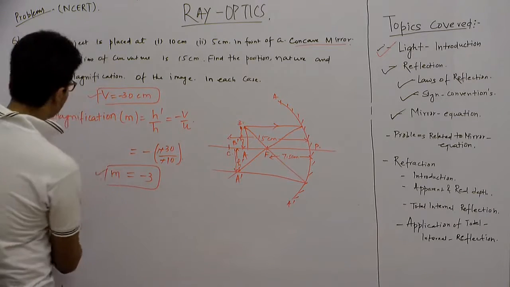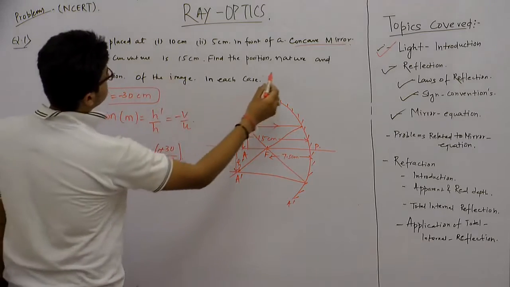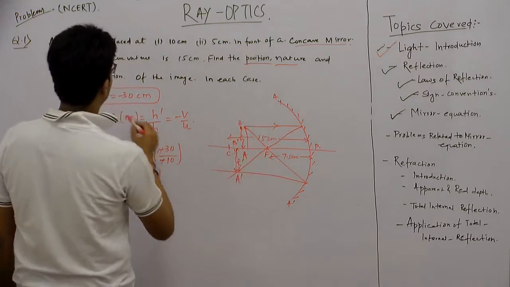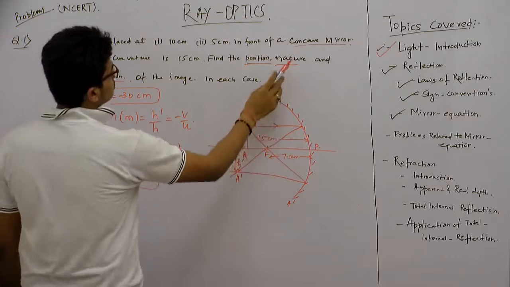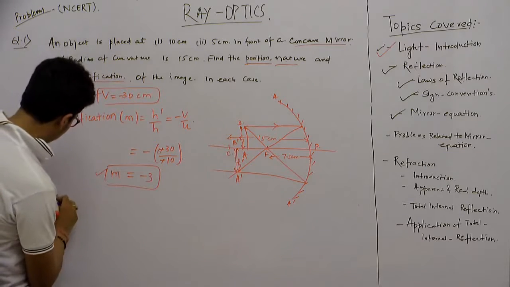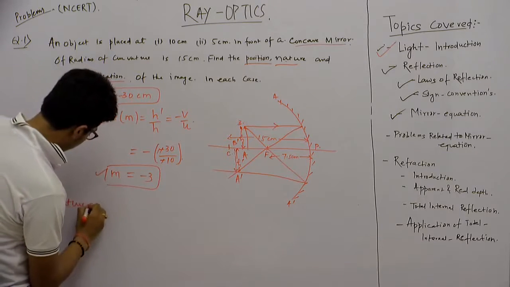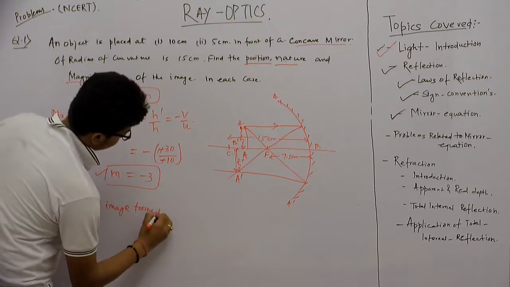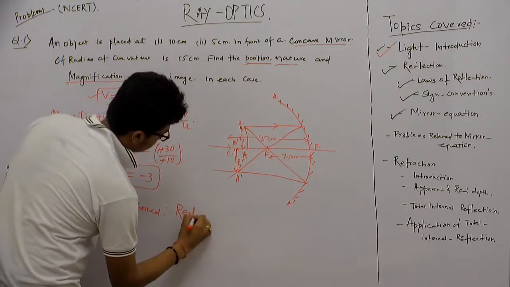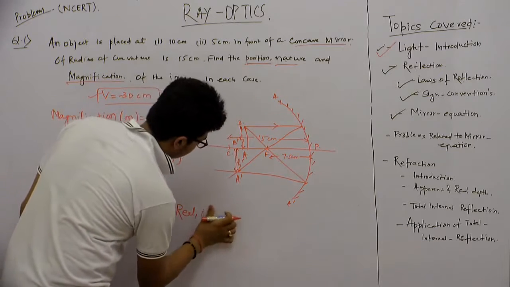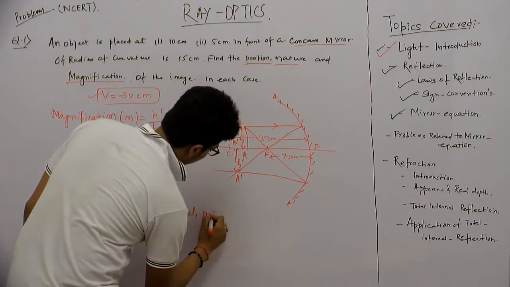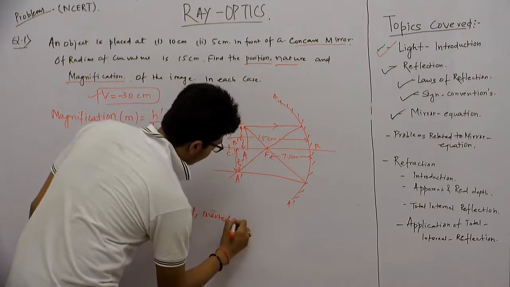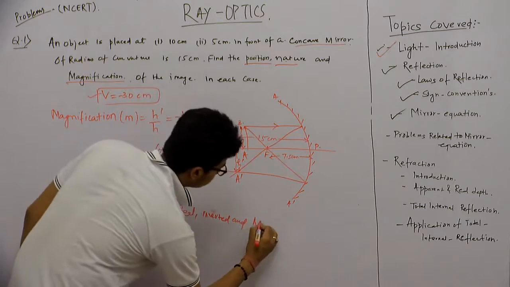Now we have to find the nature. We found out the position, we found out the magnification. We want to find out the nature. Nature of this image formed is real, inverted, and magnified.